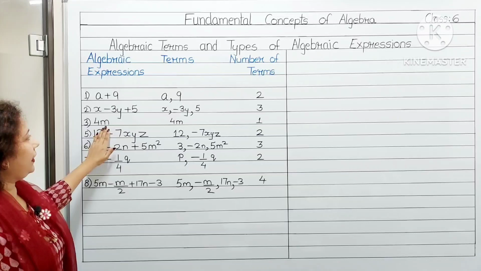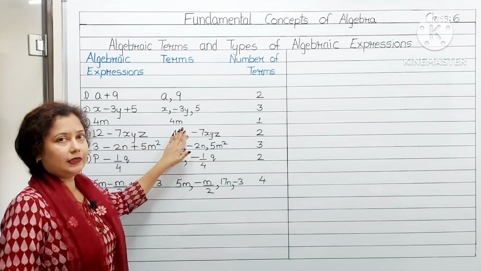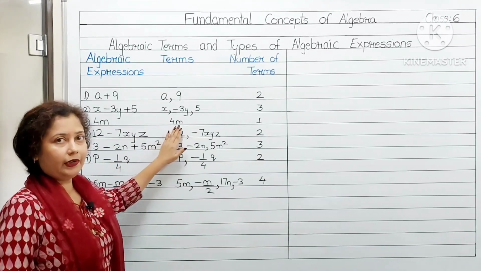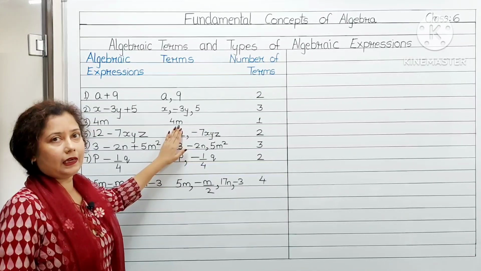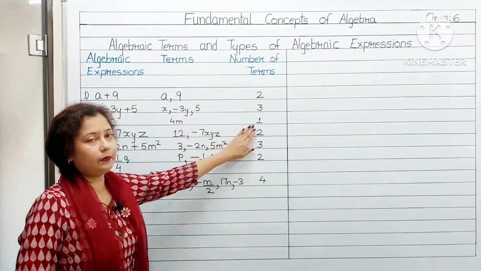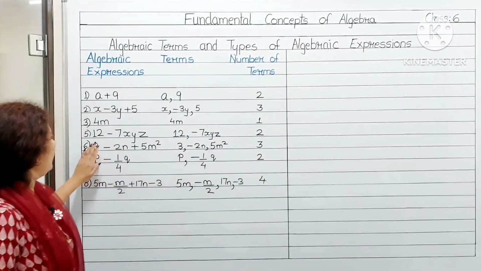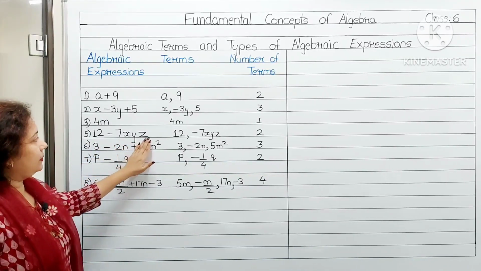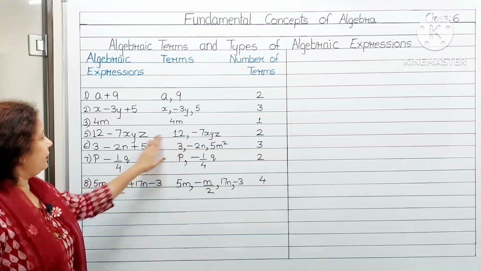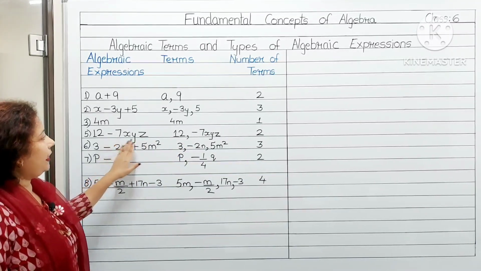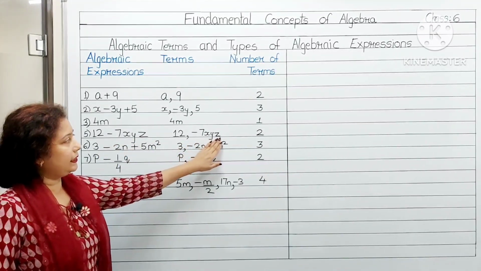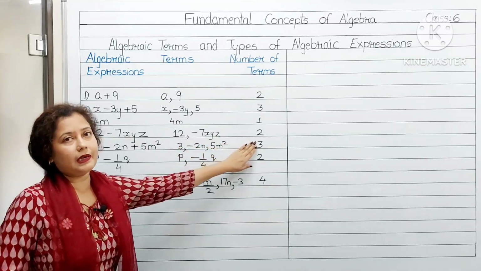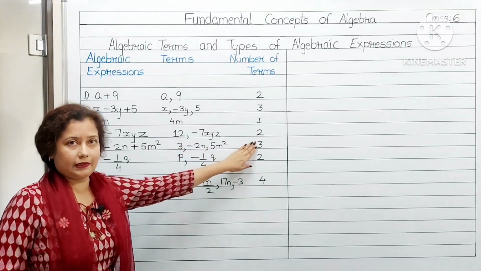Next is 4m. Here multiplication is there, 4 into m, that is 4m, and we consider that as one term. So here only one term is present. 12 minus 7xyz. So the first term is 12. Second term is minus 7xyz. That means two terms are present in this algebraic expression.